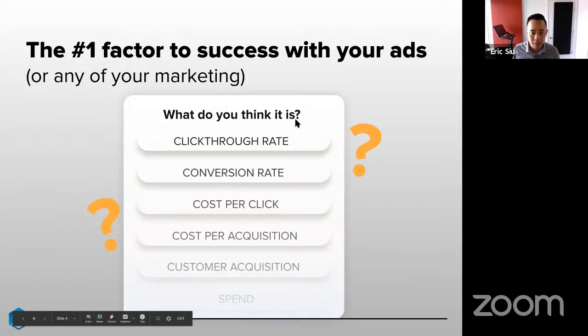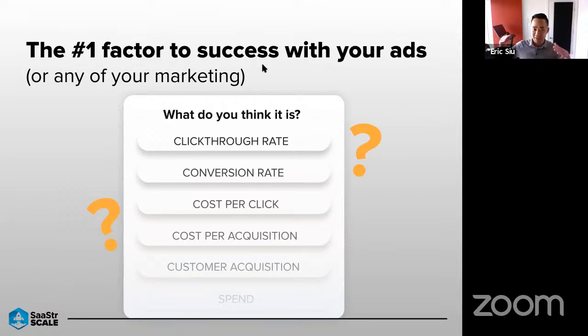Let's see. We got conversion rate, quality of content. Okay, we got conversion rate, Passion.io says story, customer journey, target personas. Okay, so we come from a SaaS world, right? So we're always going to focus on kind of bottom of the funnel numbers like conversion rate and things like that.